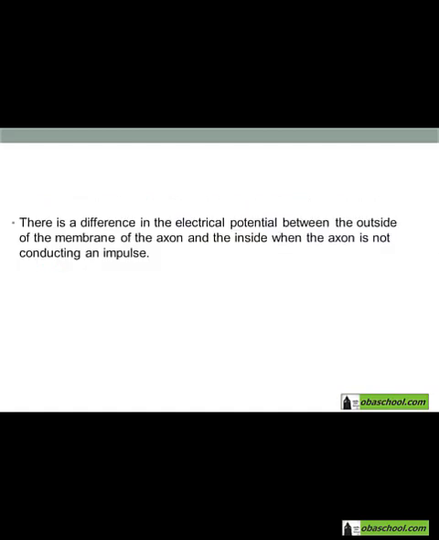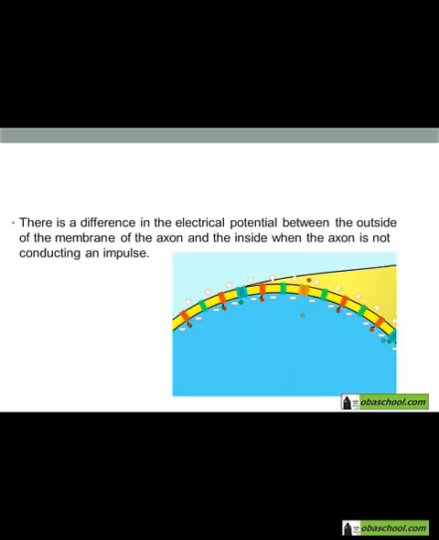There is a difference in the electrical potential between the outside of the membrane of the axon and the inside when the axon is not conducting an impulse. We will shortly see the axon to remember what it looks like.